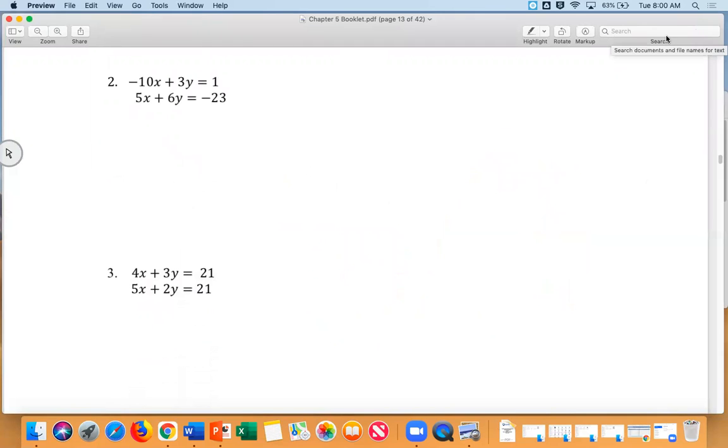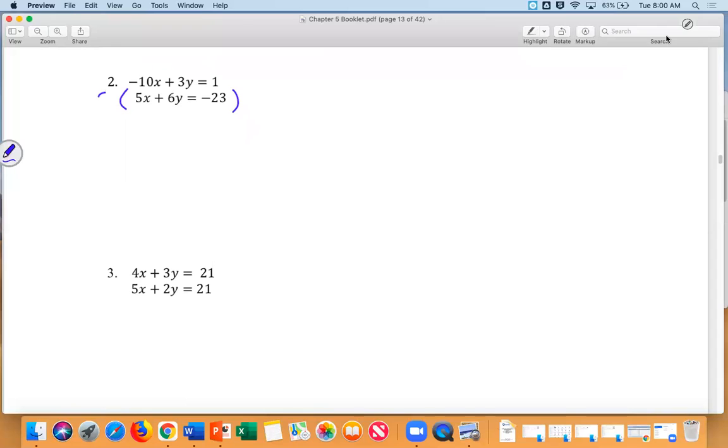All right, let's look at number 2. If I'm looking at number 2, I want to pick a variable to get rid of. I'm looking at this, AJ, I see -10x and 5x. I just want to get rid of the x's. Is that okay with you? I could get rid of the y's, because I could make a 3 a 6, it's pretty easy, but I'm choosing the x's here.